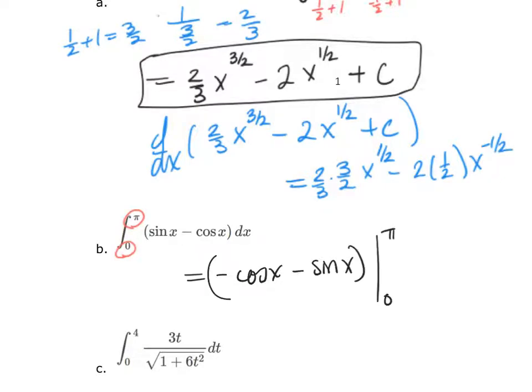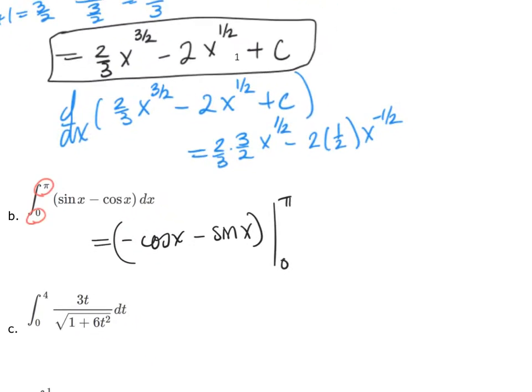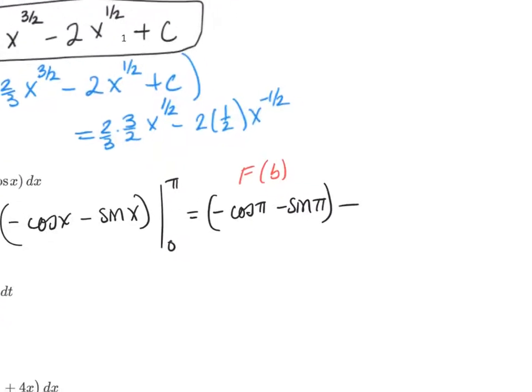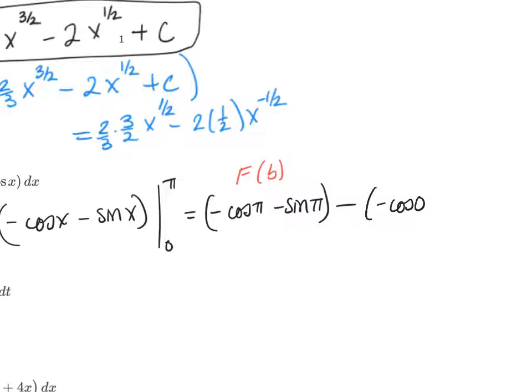I'm going to evaluate this from 0 to pi. There's always going to be my upper limit first, so this is going to be equal to negative cosine of pi minus the sine of pi. If I look at my example, this is f of b, the way we defined it. And then minus the negative cosine of 0 minus the sine of 0. This is the f of a by our definition, upper minus lower.